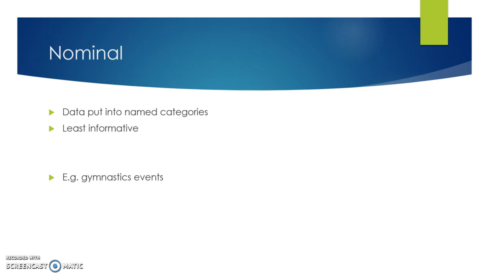The third level is nominal, and this is data that is again put into name categories, and this is usually the least informative level of data. An example of nominal data could be the different types of gymnastics events, such as high bars, floor, vault, and parallel bars. And participants would then be asked to put themselves into the group based on the event that they feel most comfortable in, that they feel they're best at. And this would then give different groups of different participants, and the researcher would be able to see how many would be in each group.